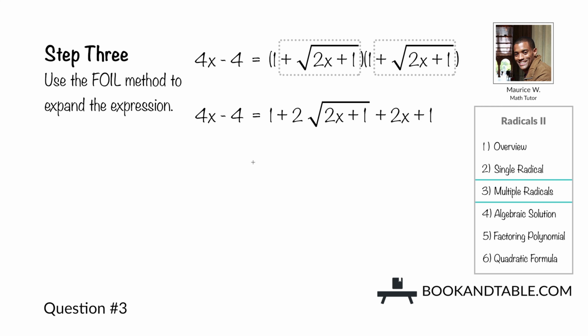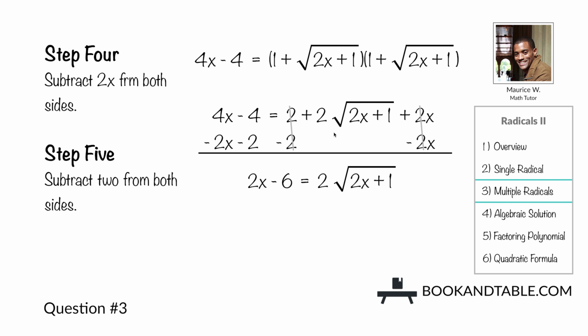So we are left with 4x minus 4 is equal to 2. 1 plus 1 will give us 2. 2 plus 2 radical 2x plus 1 plus 2x. So now we want to isolate the second radical by moving the variable and constant to the other side of the equation so that we can have just the radical.